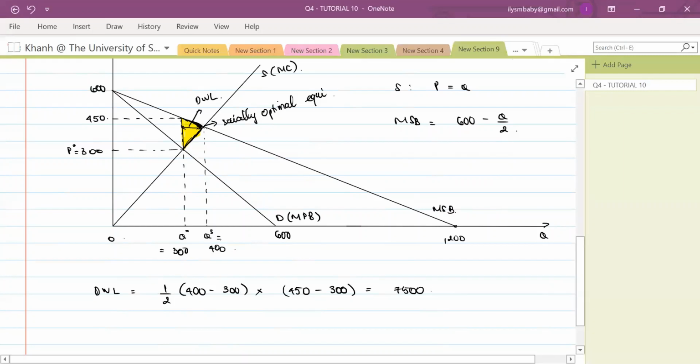Now, if the government wants to impose some sort of subsidy in order to encourage more production or more supply of education to reach the socially optimal level of output of 400, what would the government have to do? Basically, they can provide a subsidy such that the supplier of education is happier to supply, and therefore they're going to be supplying more.